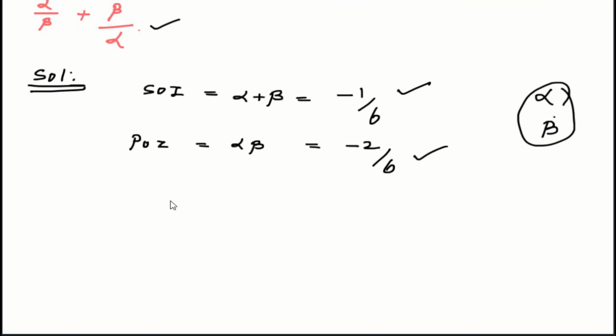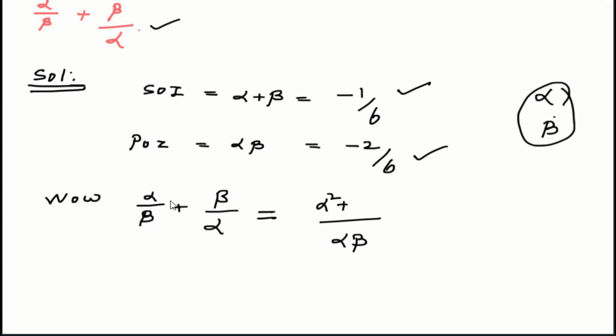Now I have to find the value of alpha by beta plus beta by alpha. So I know only these two pieces of information. Using these two, I have to find the value of this. So let me take LCM alpha beta, since I don't know what is alpha separately, what is beta separately. It becomes alpha square plus beta square over alpha beta, right?